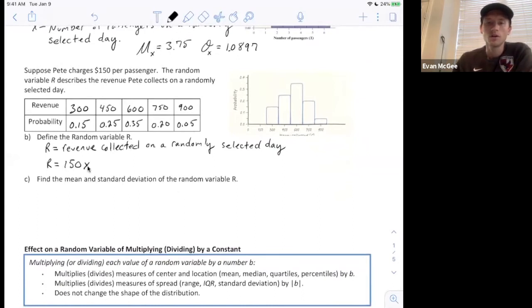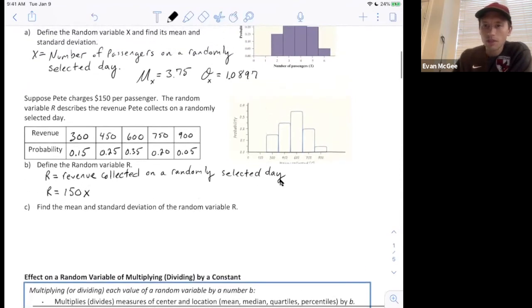So you should already know, if I'm multiplying, then the previous distribution of x is going to be more spread out by a factor of 150. The mean is going to increase by a multiple of 150. And the shape is going to be the only thing that isn't going to change. So if you look over at this distribution on the right-hand side, you can see they've already done the transformation. They made a new histogram of this probability distribution.